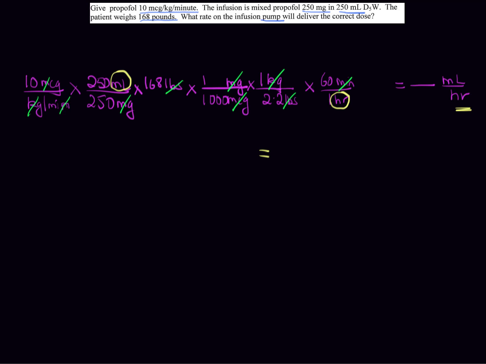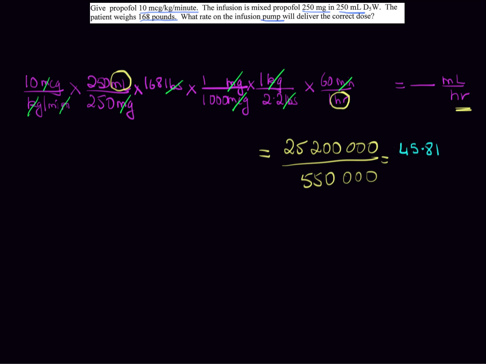And when I do, if I multiply all my numerators, I should end up with 25, 200, and 1, 2, 3 zeros divided by 55, 0, 1, 2, 3 zeros. Now watch these zeros on your calculator. I've seen a lot of students trip on them, so make sure you count them out. So when you go ahead and calculate this, you should end up with 45.81.